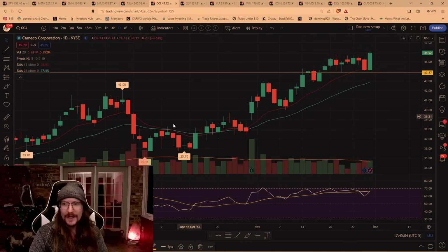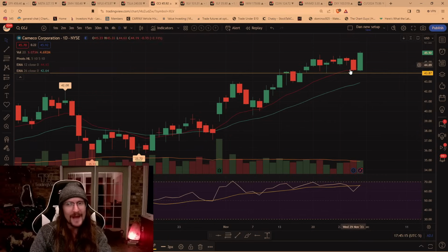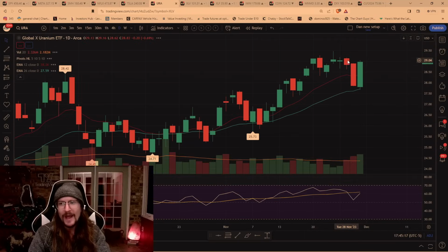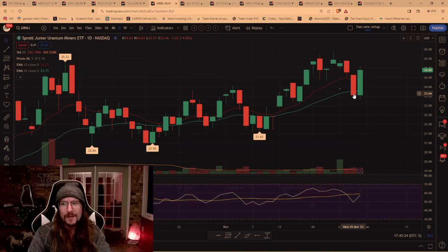Uranium stock, CCJ. So here's a lesson, CCJ all-time highs adjusted for the dividend. The lesson here is, I posted this on Twitter, uranium yesterday dumped in a big way. CCJ was red, but it didn't dump like the sector. URA, look at the size of that bear day. It's the biggest bear day in weeks. URNJ, these are just some of the ETFs, just big bear days.